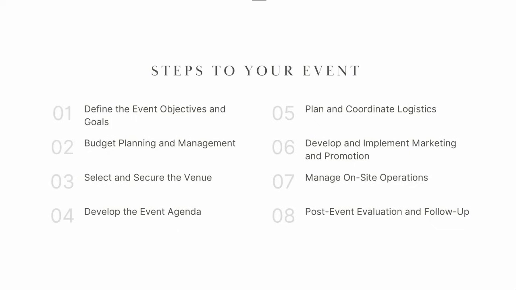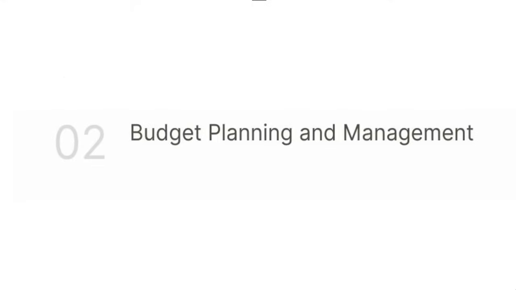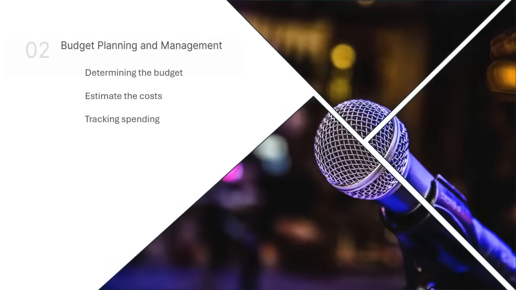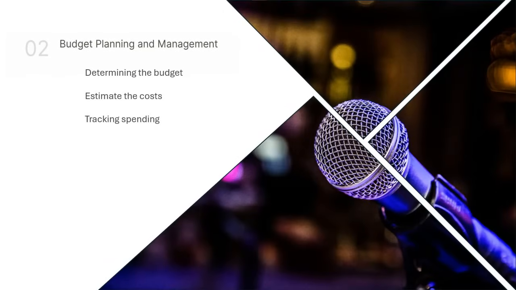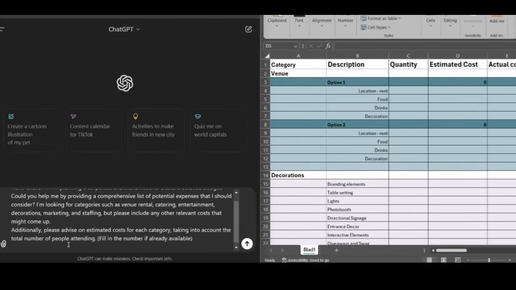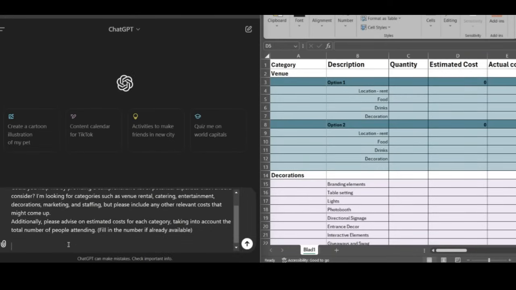Welcome everyone to step 2 of creating your next corporate event. In this tutorial, we'll focus on crucial aspects of budget planning. We'll determine the budget, estimate the cost, and track our spending. We'll be using the free version of ChatGPT and Excel to streamline this process.